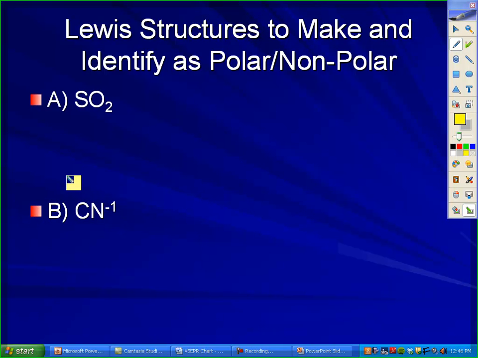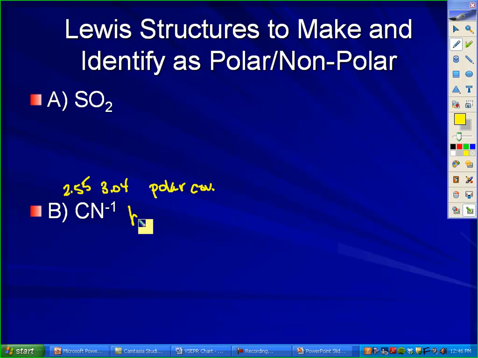Carbon's electronegativity is 2.55, and nitrogen's electronegativity is 3.04. Now that is a difference of 0.49. If I round up, that is a difference of 0.5 to the nearest tenth, which means that this is going to be a polar covalent bond.